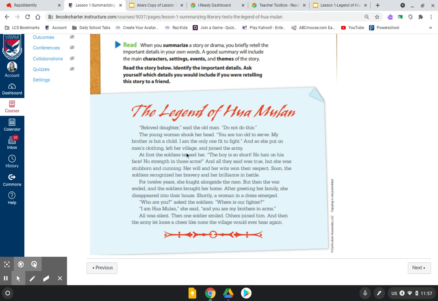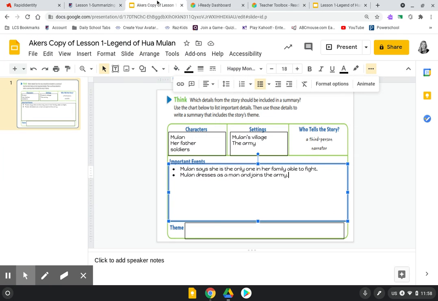All right, let's take a look at the rest of that paragraph. And so she put on men's clothing and left her village and joined the army. So there's another event of her actions, of what she's actually doing. She puts on men's clothing and joins the army. So that would be another event that just happened.